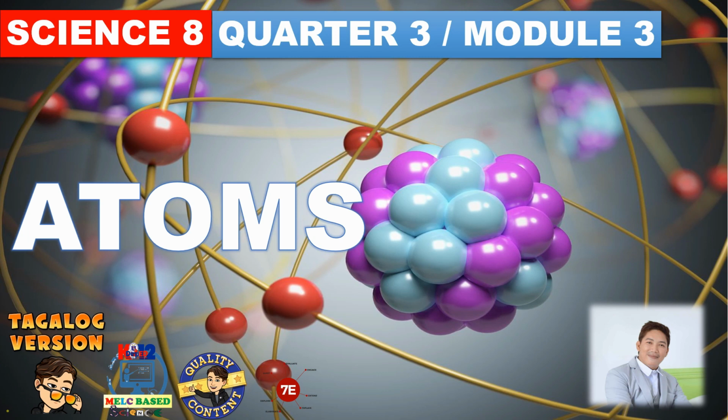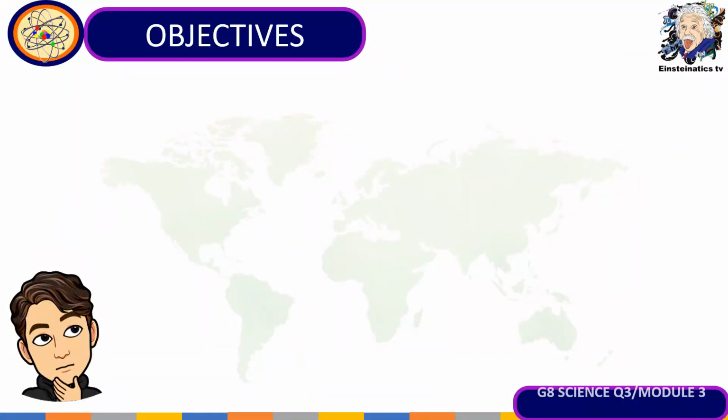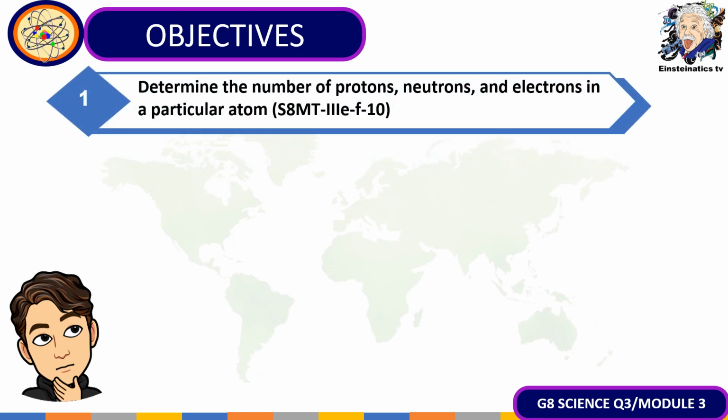For today's episode, we are going to focus on atoms, which is covered by Quarter 3, Module 3 of Science 8. So are you ready to learn? For today's video, we are guided with the following learning competency. We are going to try to determine the number of protons, neutrons, and electrons in a particular atom.